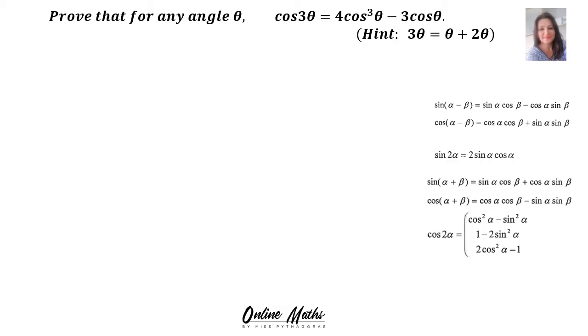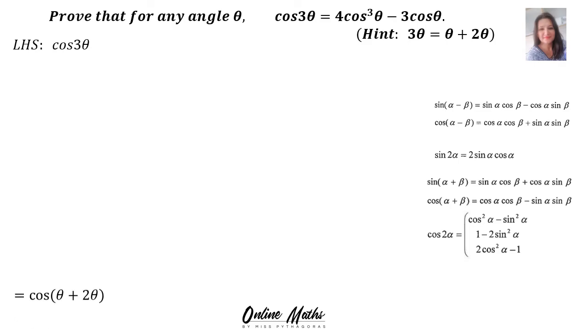Last example. The question: prove that for any angle theta, cos 3 theta is equal to 4 cos cubed theta minus 3 cos theta. Whoa. And then there's a hint. Thanks for that. They tell you that 3 theta is the same as theta plus 2 theta. Now let's start with the left-hand side, cos 3 theta.